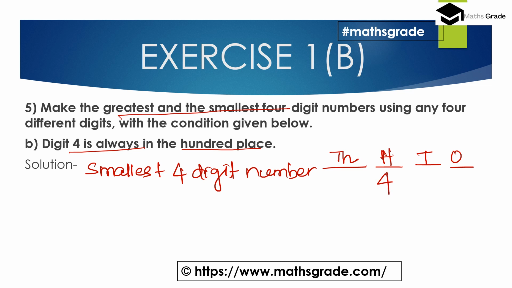In the hundreds place 4 will be, then the smallest digit is 0, but we cannot use 0 at the thousands place as it is a four digit number. So after 0, the smallest digit is 1. So we have to use 1. We place 1 in the thousands place, then 4 in the hundreds place, then in the tens place the smallest digit 0, then in the ones place 2. So it will be 1402.